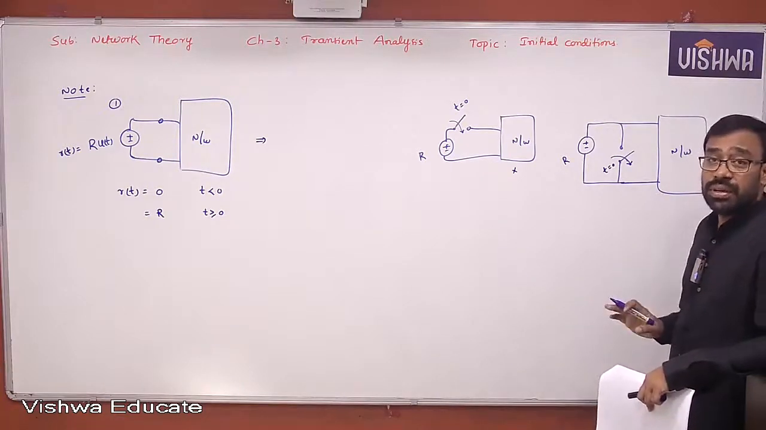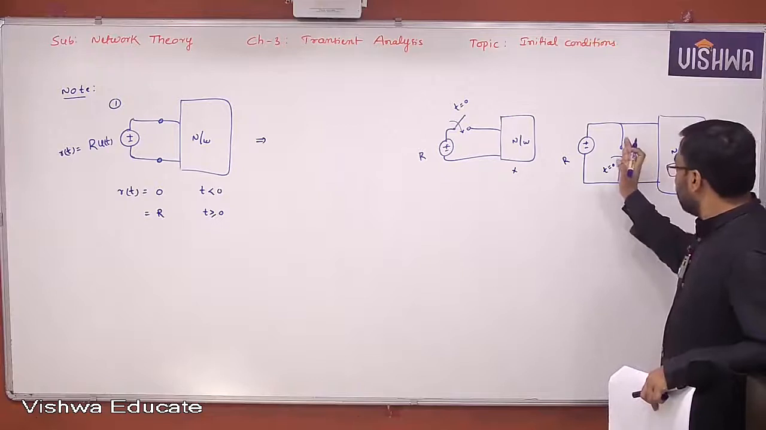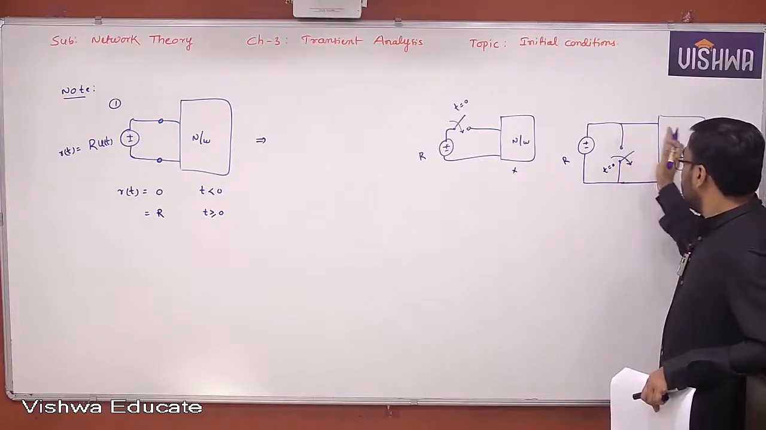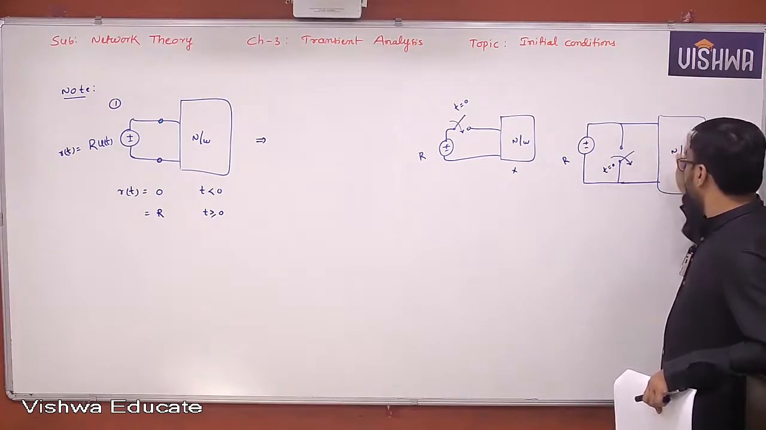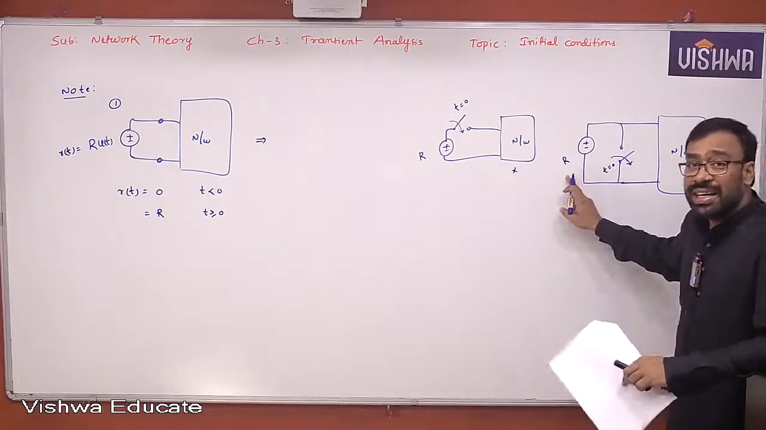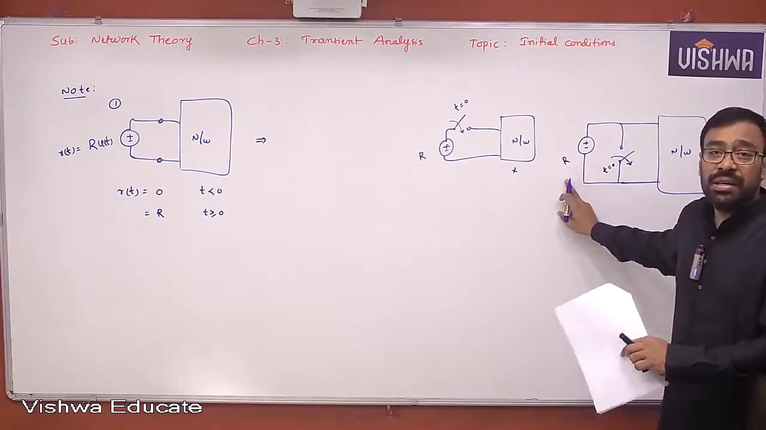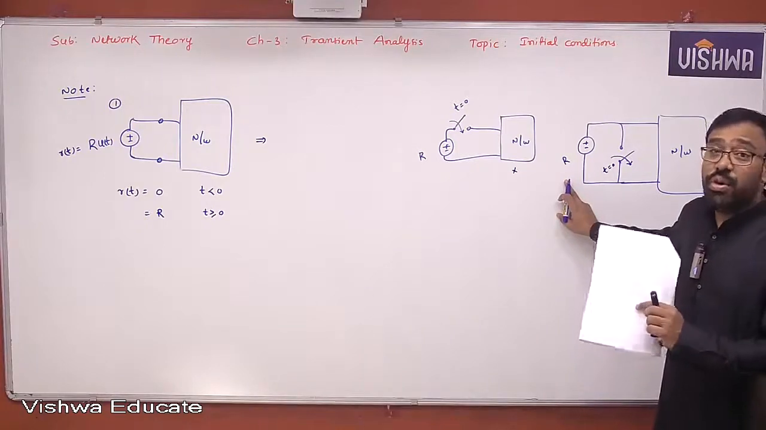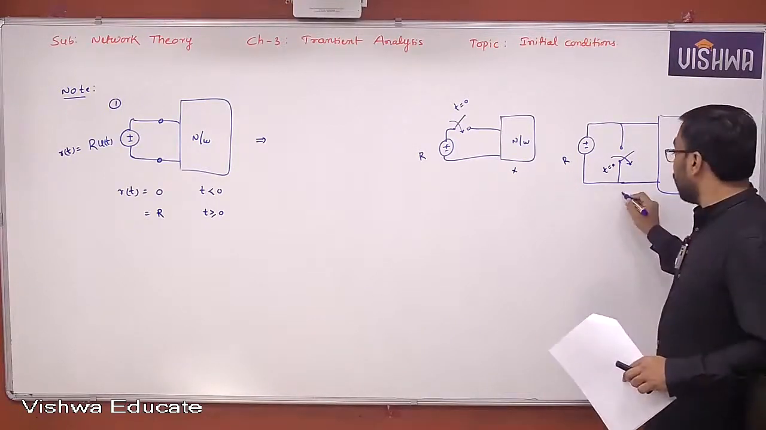But there is a problem here. Look at this. For t less than 0, when the switch is in closed condition, of course, the input given to the network is 0 volt, no doubt, but this voltage source is getting short circuited. We already learnt a concept that the voltage source must not be short circuited. Yes or no, all of you? Okay. Current source must not be open circuited. Therefore, this is also wrong.